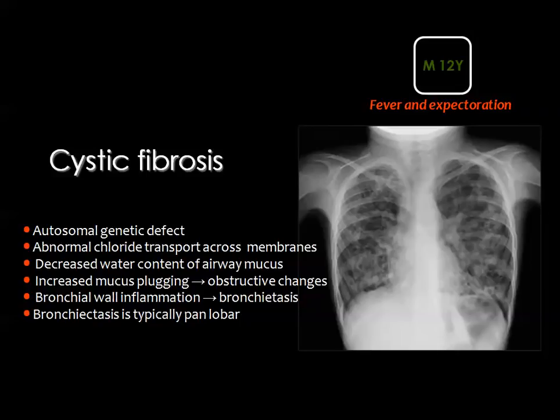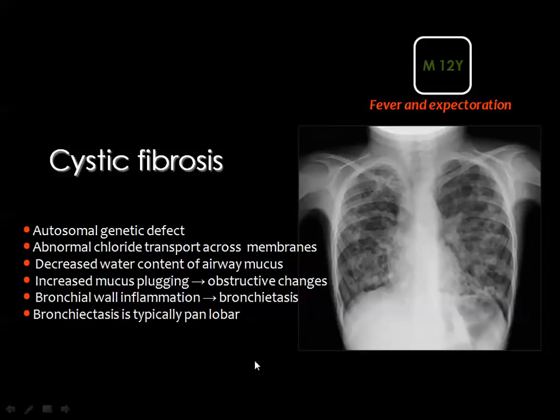Then we have two lesions which can be associated with bronchiectasis in the pediatric age group. The first one is cystic fibrosis, and the second one is Kartagener syndrome. Cystic fibrosis is an autosomal recessive disease associated with abnormal chloride transport across the cell membrane.